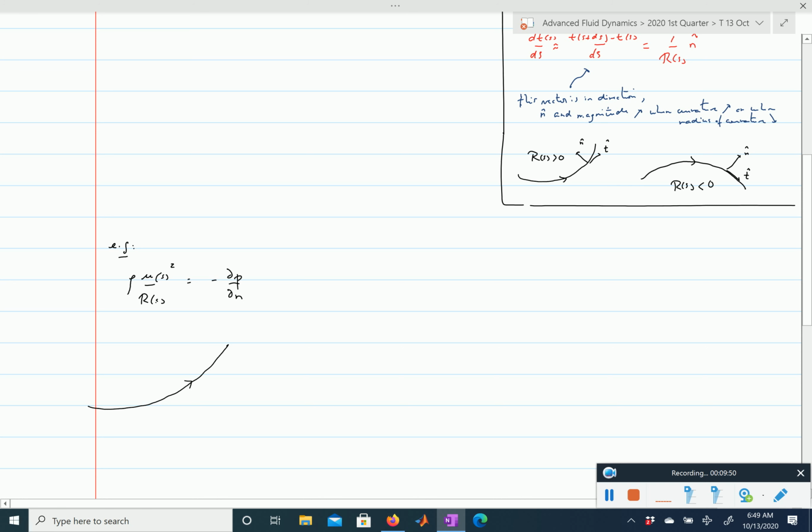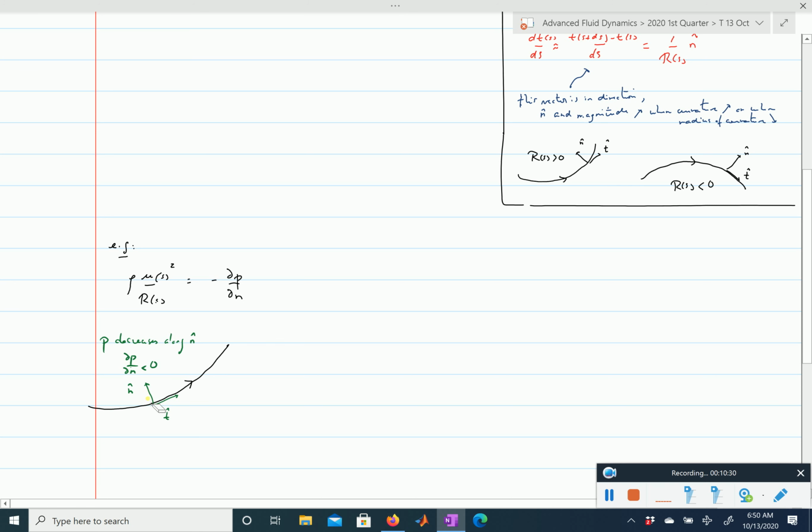is negative. So if you're at this point, your local streamline coordinate system is t and n. So partial P, partial N is negative along the N direction. That means that the pressure decreases along the N direction. So P decreases in this direction. And that makes sense, right? We've discussed that before. If P decreases, that means that P is larger here and is lower here.